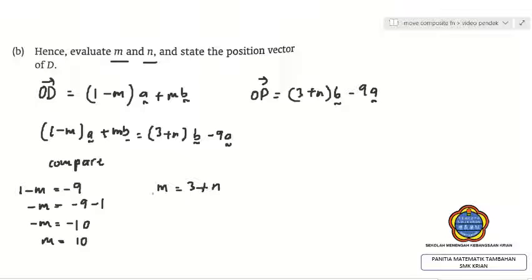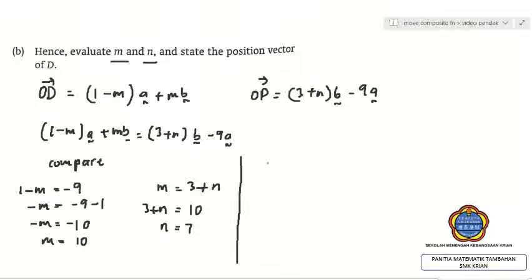Okay, so for the coefficient of B, m is equal to 3 plus n. We already know the value of m. It is 3 plus n is equal to 10 and n equal to 7. Okay, so finish for part m and n value. Right now we continue with the next question.